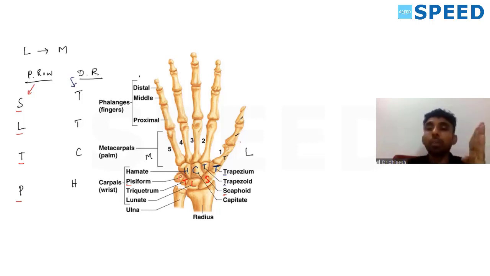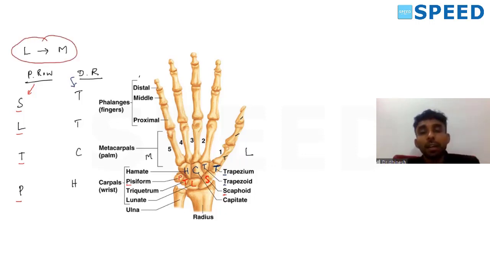Proximal row, what are the 4 carpal bones from lateral to medial, and in the distal row, what are the 4 carpal bones again from lateral to medial, isn't it? Now, if the question is asked like which is the lateral most carpal bone of the proximal row, which is the medial most carpal bone of the proximal row or distal row, you should be able to answer. If you know the arrangement of the carpal bones order, you will be able to answer which is the medial most and which is the lateral most carpal bone of the proximal row and distal row.